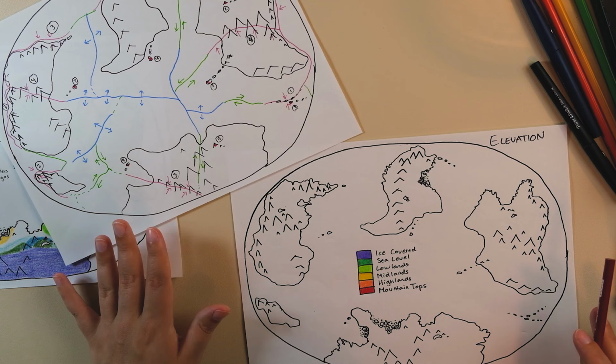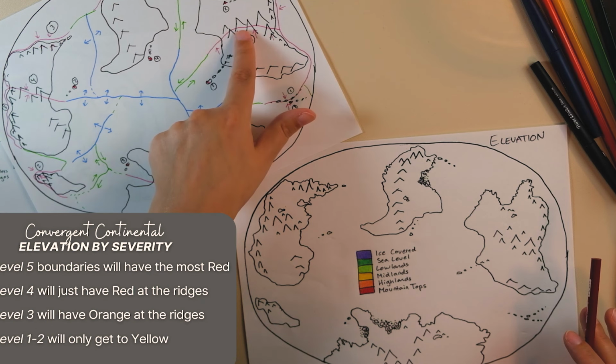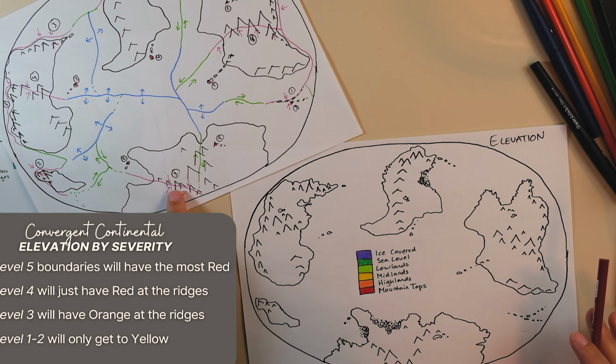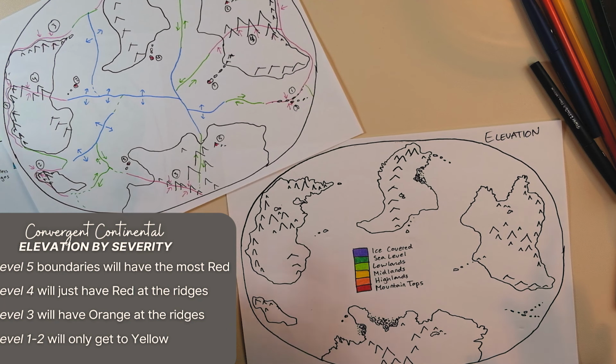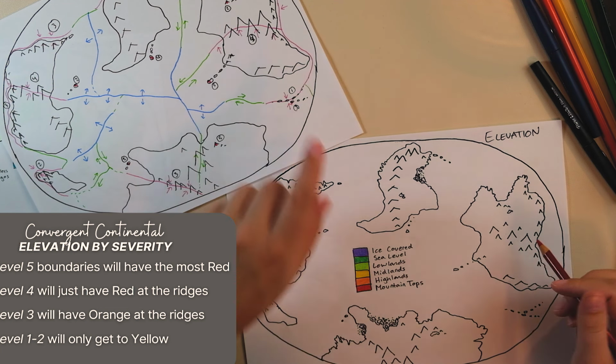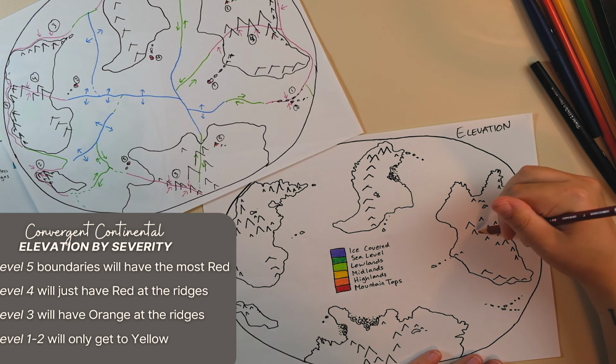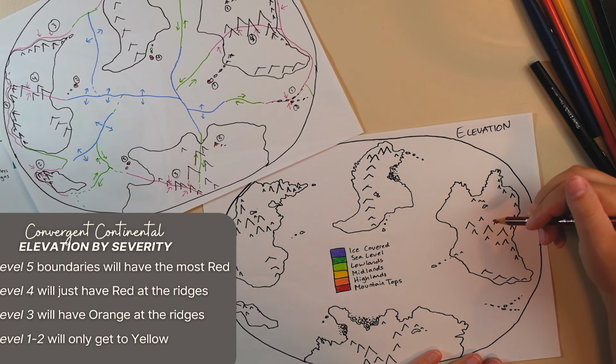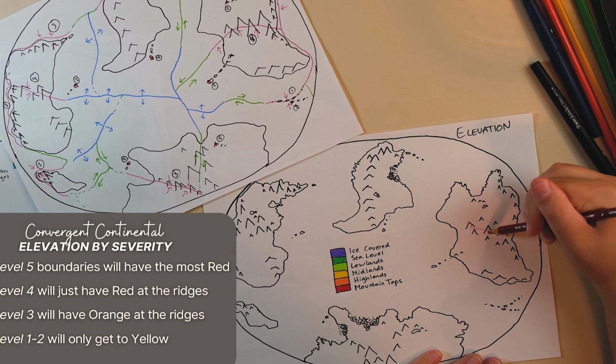So we're going to start with convergent continental boundaries, which are going to be like this mountain range, and this mountain range here. Level 5 boundaries will have the most red, but I have a 4, a 3, and a 4, so I won't have any of those. Level 4 will have red just at the ridges. So here is going to be red along the ridges. I do have this a little bit wider, so I am going to treat it sort of like a 4.5.